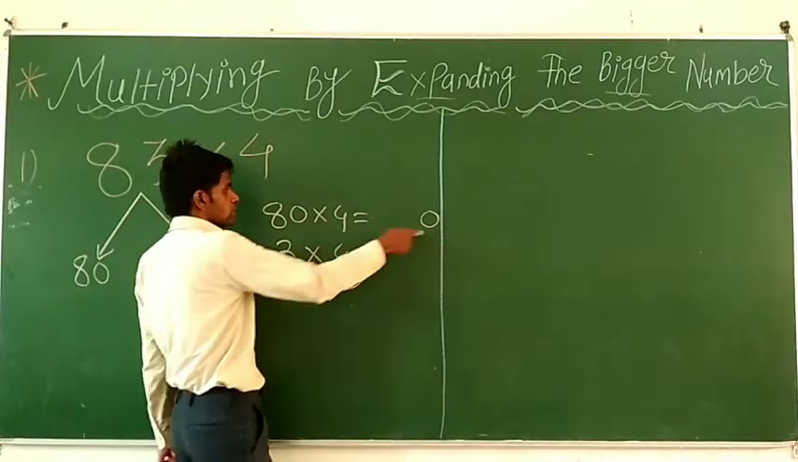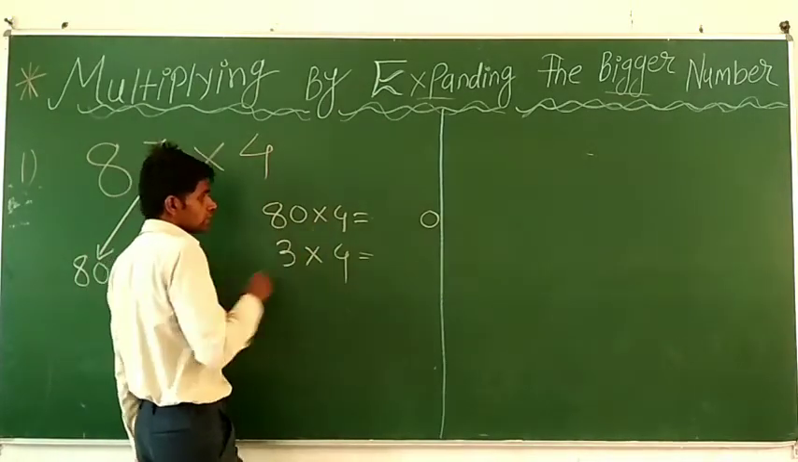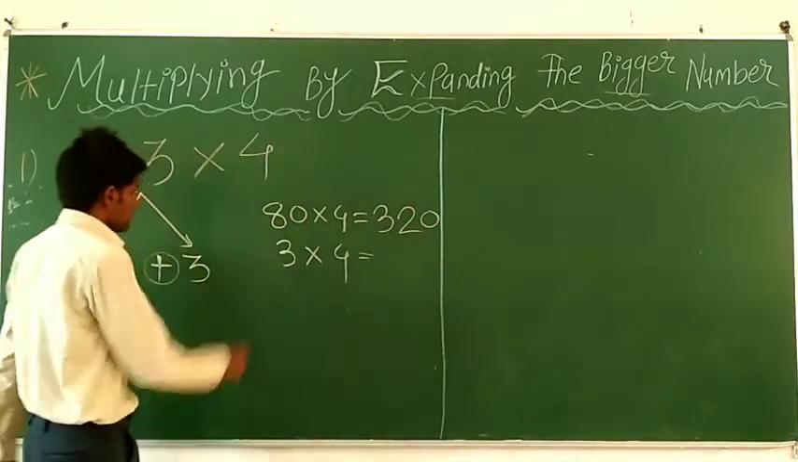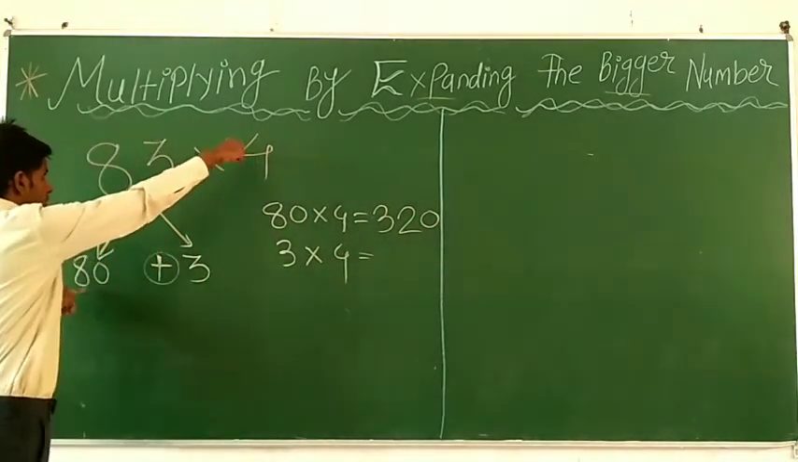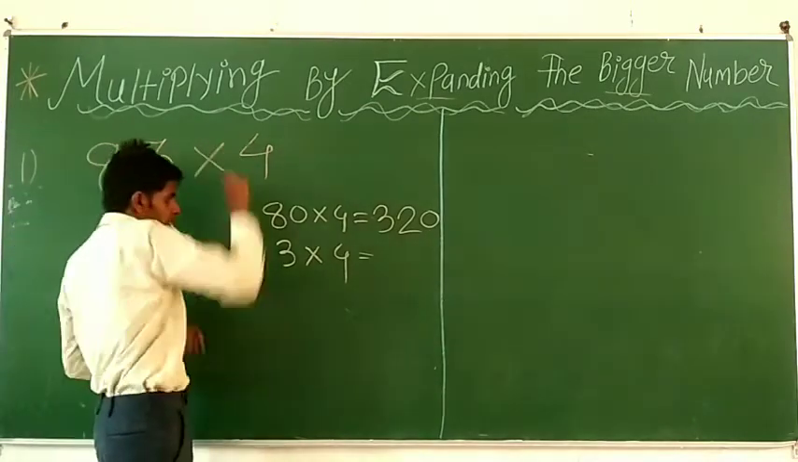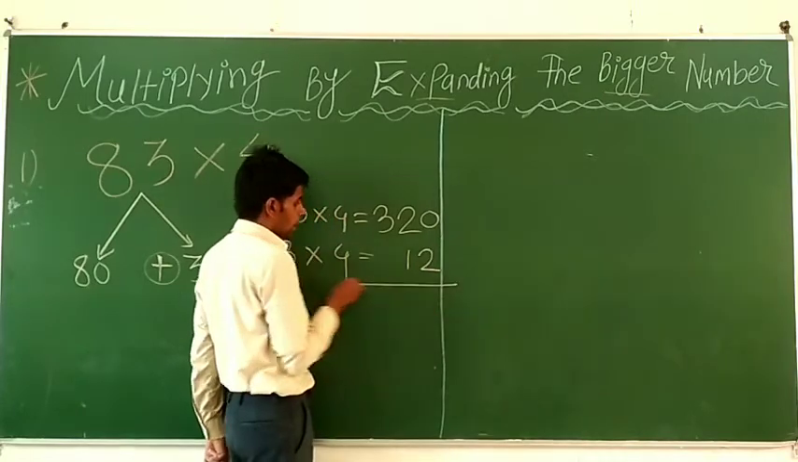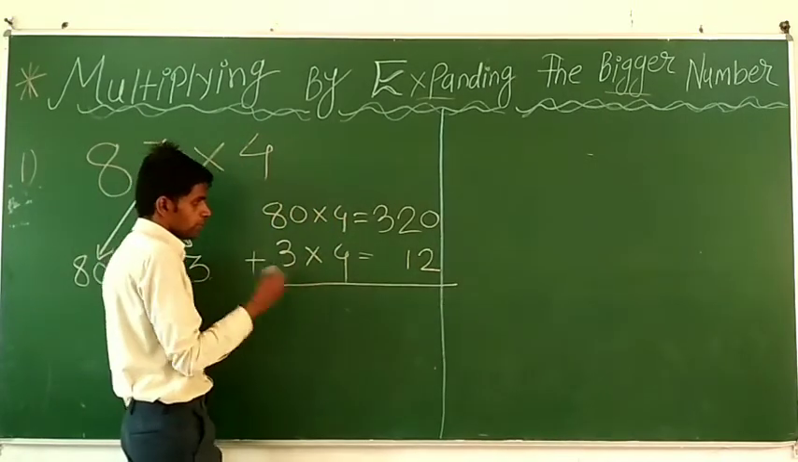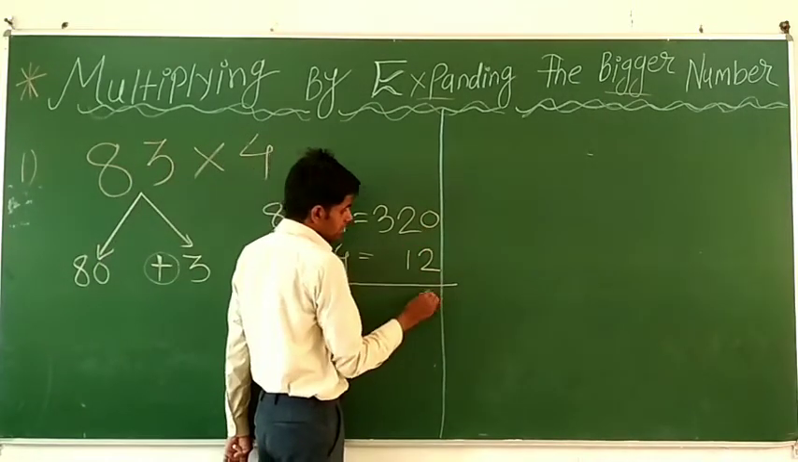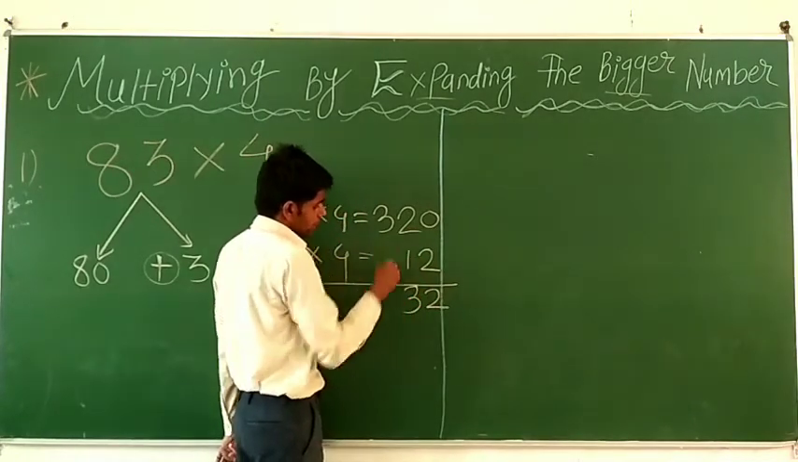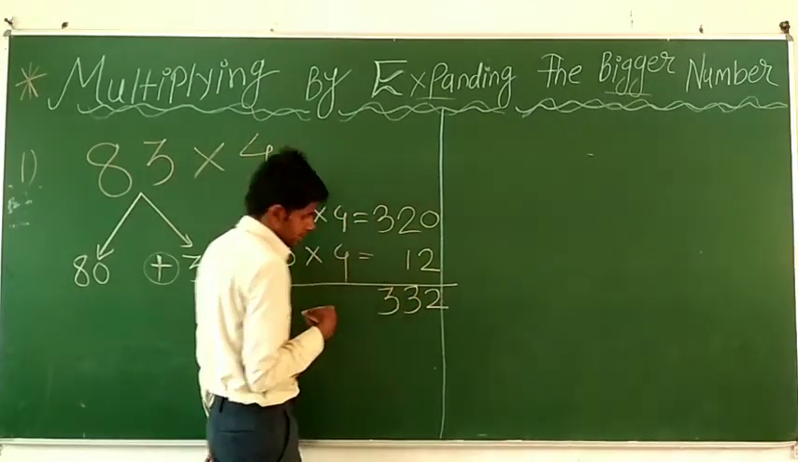ठीक है, so there is 0, then 8 4s is 32. Okay, so the multiplication of 4 and 80 is done. अब ये दोनों बच गया, 3 4s is 12. Now we will find the sum. अब इन दोनों को प्लस कर देंगे. 0 plus 2 is 2, 2 plus 1 is 3 and 3 will be as it is.